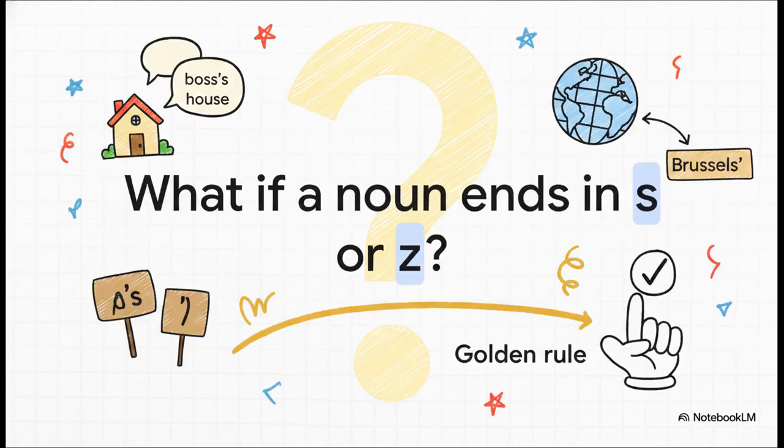Let's pause to address a very common stumbling block. What if a singular noun already ends in the letter S or Z? Do you write bosses with another S or just bosses with an apostrophe? What about Brussels? The truth is, it's often just a matter of following a consistent style guide.